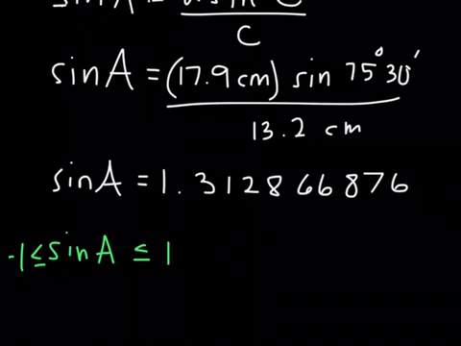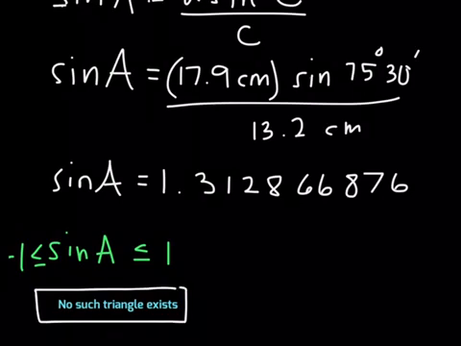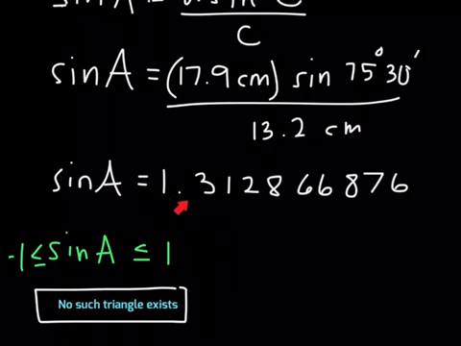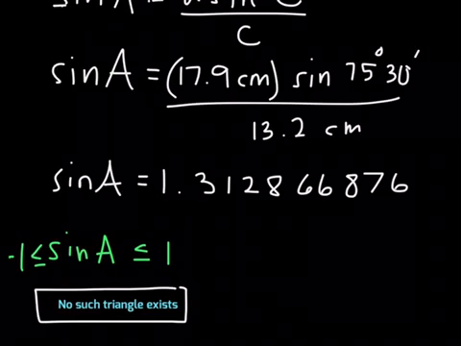No such triangle exists. Okay? You can't form a triangle with the given information. It's kind of like saying no solution. So always look out for this, guys, when you're doing your work. If ever you're getting a function value for sine that is greater than 1, stop right there and say, nope, no solution, or say no such triangle exists. Cool, let's go to the next example.